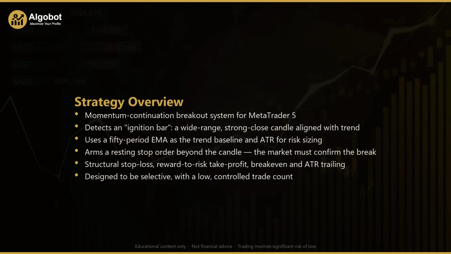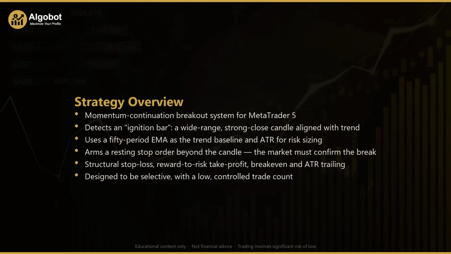Two indicators do the heavy lifting. The exponential moving average defines the trend direction, and the average true range, or ATR, measures current volatility so the strategy can size its stop distance, its break-even point, and its trailing step in a way that adapts to the market. Now, a single strong candle is not a trade on its own, because plenty of wide bars simply stall.